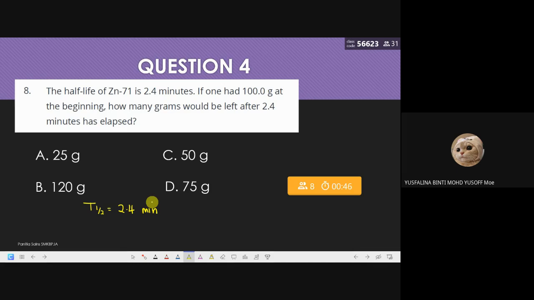2.4 minutes is one half-life. So how many half-lives are there? If it is one half-life, you only have to divide by two once. But let's say there are four half-lives, like the example we did just now. Then we have to divide by two four times, and then you will get the mass that will be left at the end of the reaction.